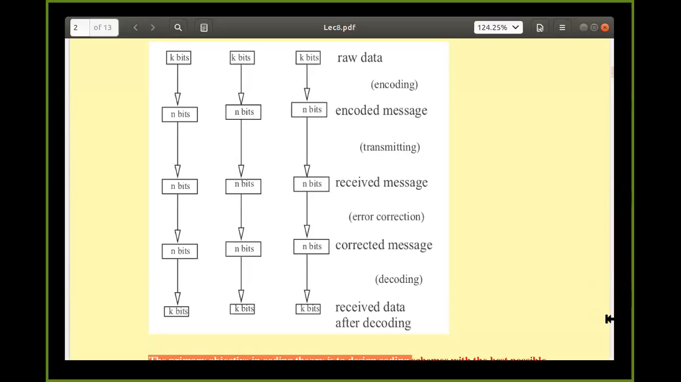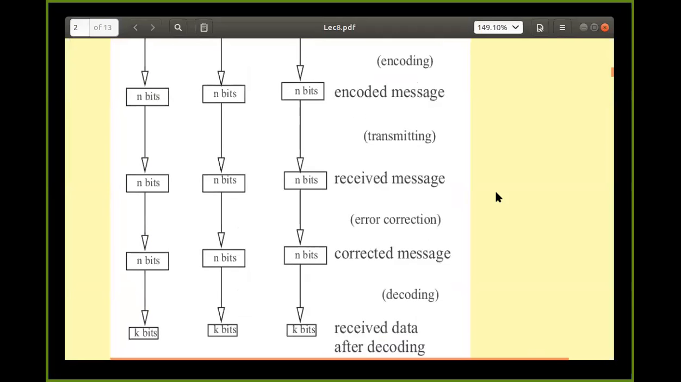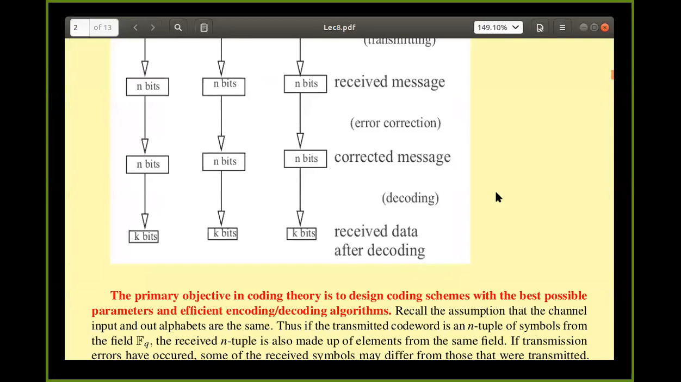Any questions? Okay, good. So what is the major problem? The primary objective of coding theory is to design coding schemes with the best possible parameters and efficient encoding and decoding algorithms. This is the main goal.